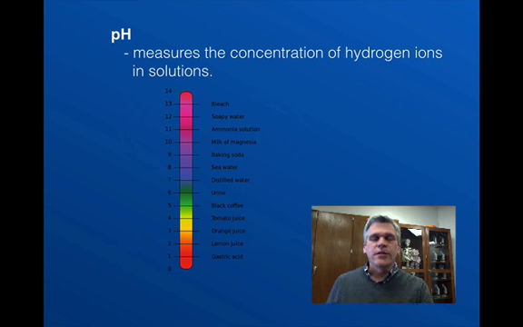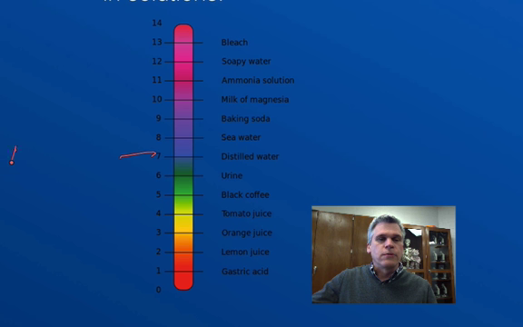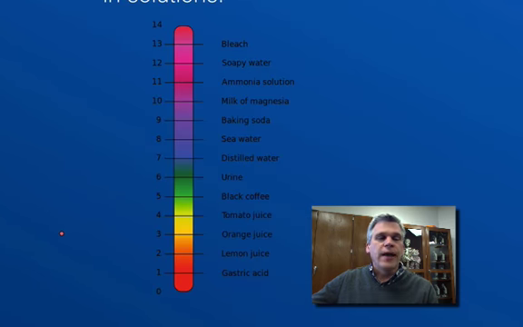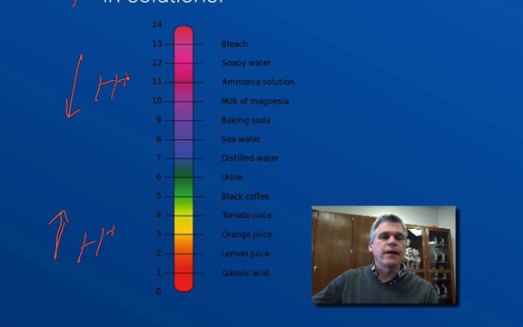As we can see on this pH scale, it runs from 0 to 14. On this pH scale, 7 is neutral. Anything below 7 is considered an acid, and anything above 7 is a base. So the more hydrogen ions we have in solution, the lower the pH is going to be. And as we decrease the hydrogen ion concentration, the pH is going to go up in that basic solution.